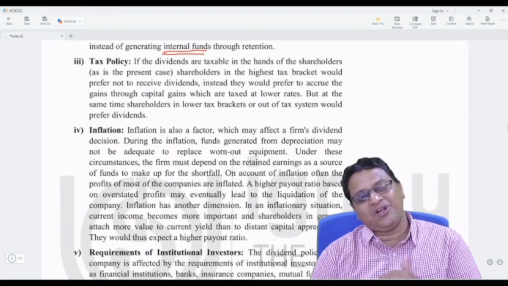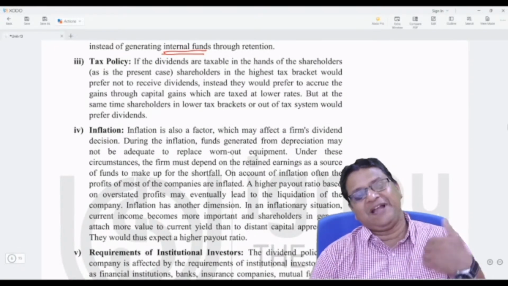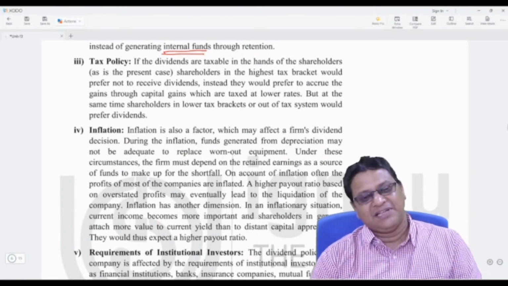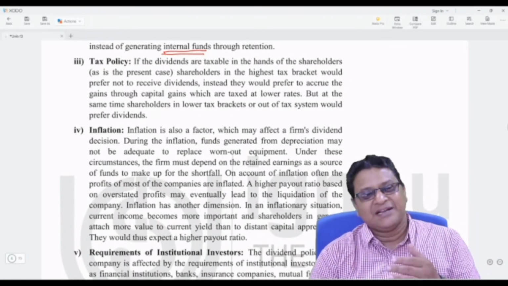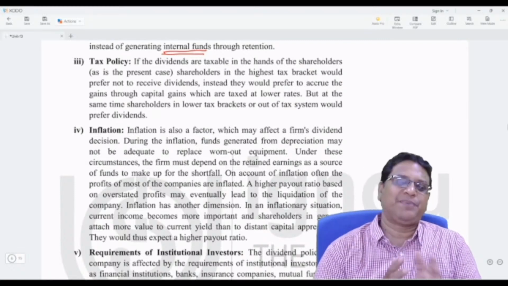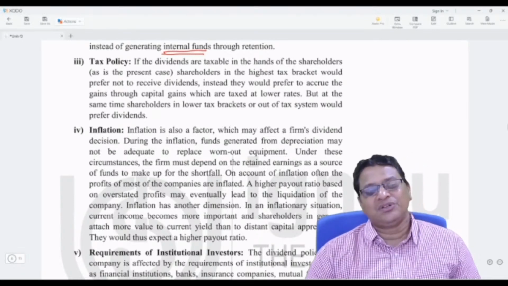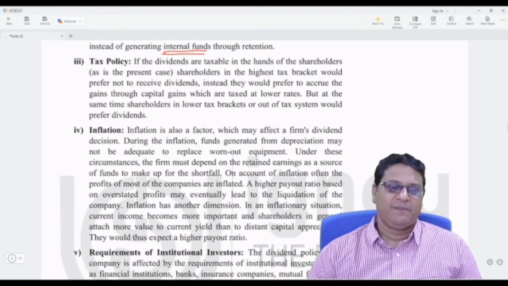If our shareholders are in a high tax bracket, then dividend will be taxed at a higher rate. If they are in a low tax bracket, dividend will be taxed at a lower rate. So on that basis, we will find out the dividend policy on the basis of taxation.